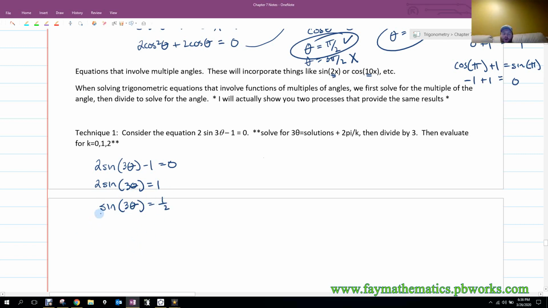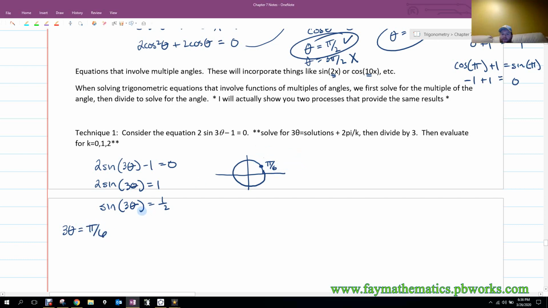And now the question is, normally we would say, when does sine theta equal 1/2? Well, now I'm going to ask the question, when does sine of 3 theta equal 1/2? The way we do this is we still think of our unit circle, and we think, okay, well, at pi over 6, the y value is 1/2.